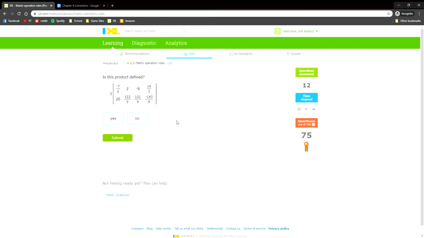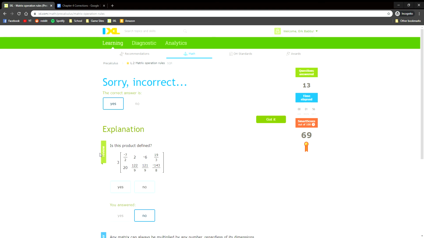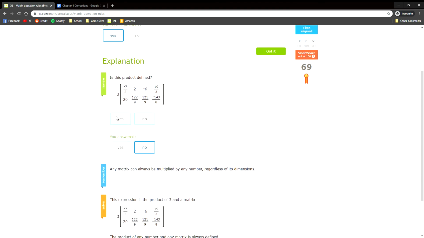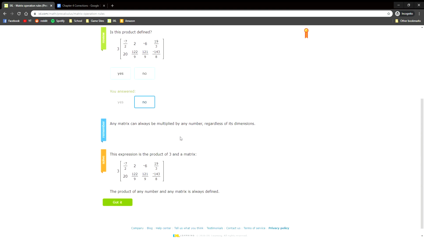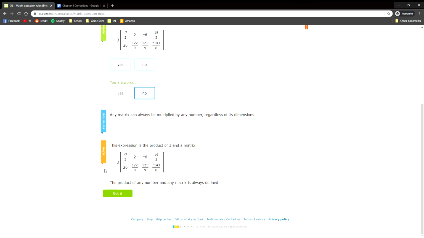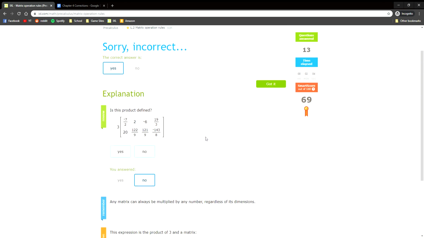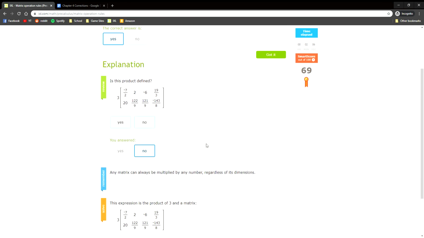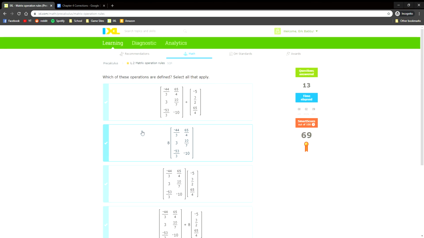But the question is, what happens if you get one wrong? Okay, this is clearly defined, but I'm going to click no and hit submit. Oh, I got it wrong. But the nice thing is it gives you an explanation here. So this kind of tells you what you did wrong. And then your smart score went down, but that's okay. Take got it and try again.